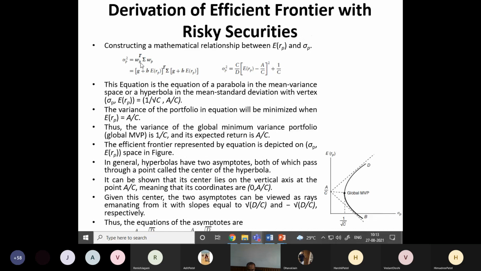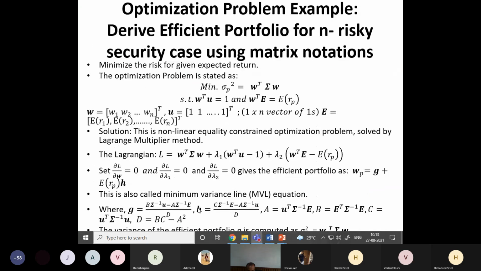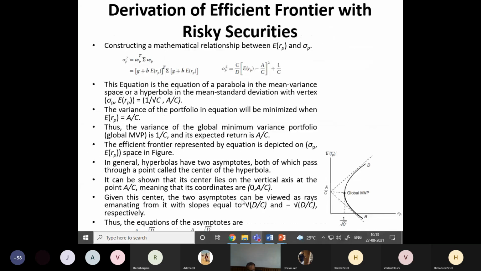So let me substitute all this. I substitute for WP transpose, which is G plus H into ERP transpose, into sigma, into G plus H into ERP. And then I substitute for G and H in terms of A, B, C, D, E.